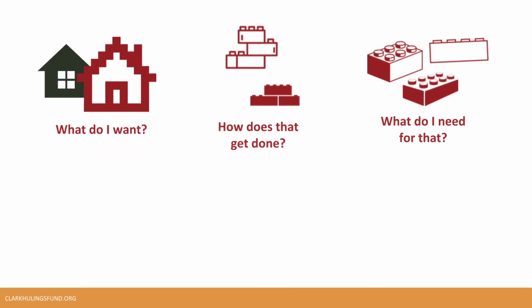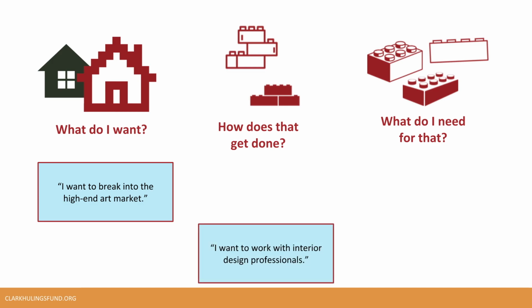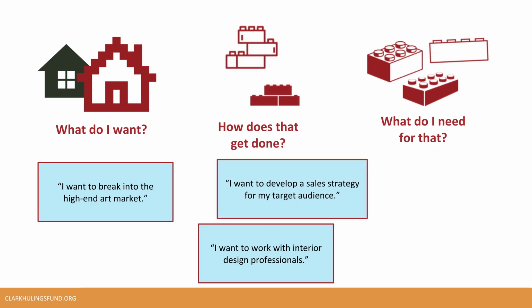So if we start with that particular plan to build a house, and then modify it into an art business goal, like I want to break into the high-end art market. That's a worthy, high-level goal, but we need to ask, how does that get done? So maybe our conclusion is, I want to work with interior design professionals. Okay, that's certainly one way to do it, and I need to work on that a little bit further. I want to develop a sales strategy for that particular target audience. Okay, we're closer. We have a short-term goal, a sales strategy for interior design professionals.